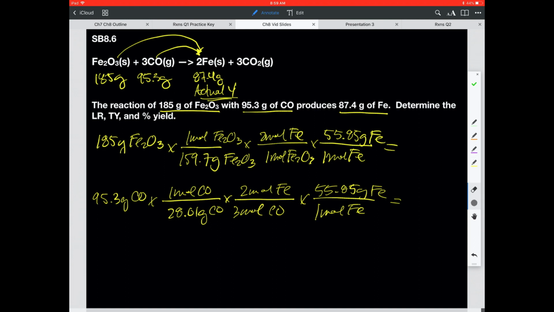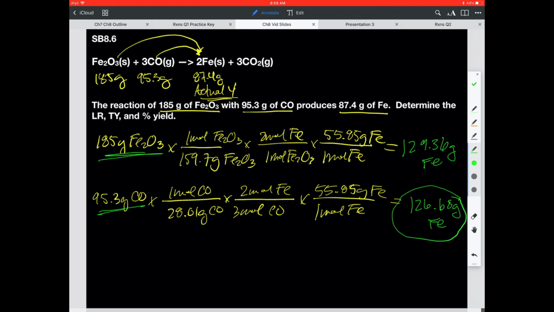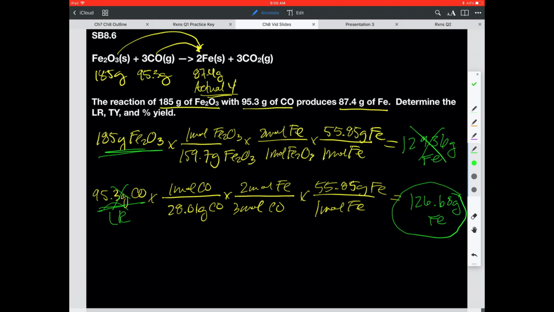Okay, so from our 185 grams of Fe2O3, we could potentially produce 129.36 grams of Fe. And from our 95.3 grams of CO, we could potentially produce 126.68 grams of Fe, which means what? Right. After we produce 126.68 grams of Fe, we would run out of this, which means this is not a real value. We can't actually make that much. So this would be my limiting reactant. This would be my theoretical yield.